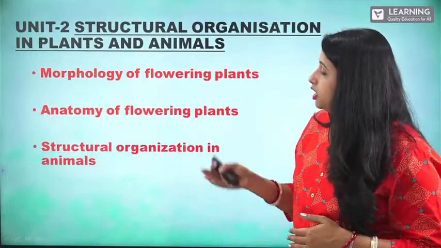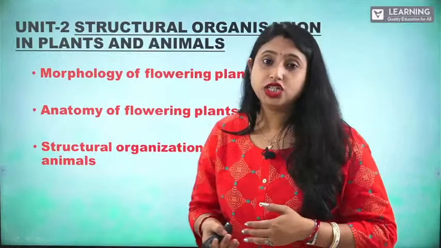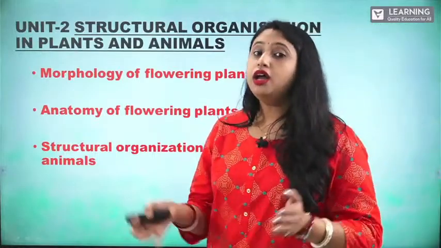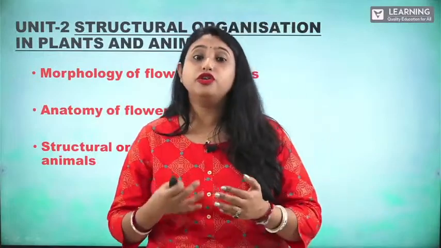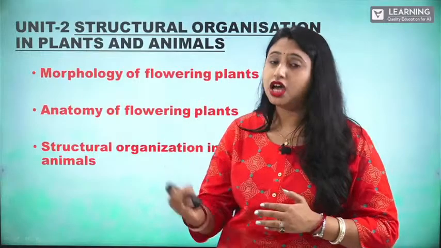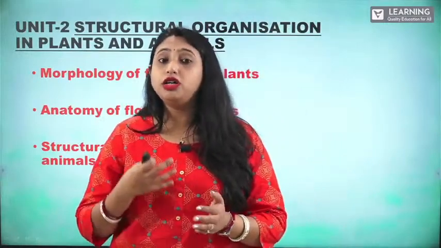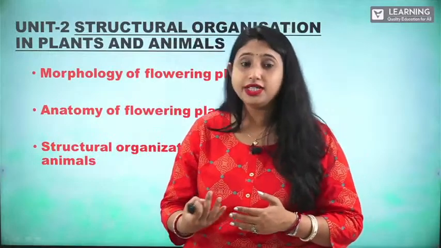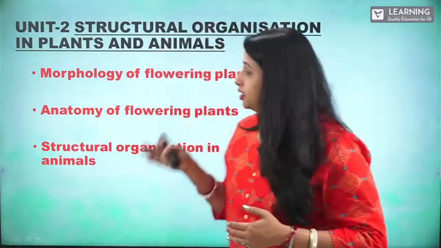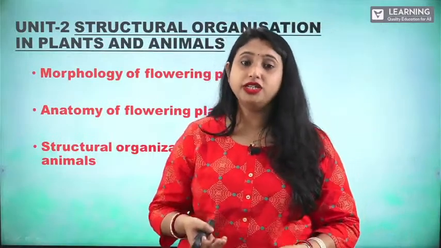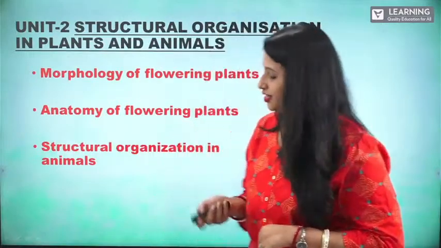And the last one is your structural organization in animals. So you will be studying about the animal tissues. Now what is tissue? Tissue is a group of cells that are performing a specific function. You will be studying all about animal tissues like epithelial tissue, connective tissue, right? So we will study under this chapter. So Unit 2 has got how many chapters? It has got 3 chapters.